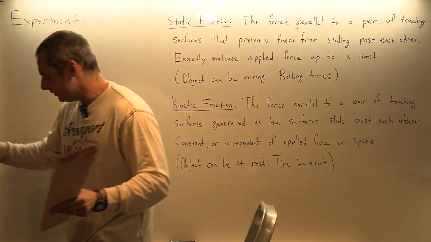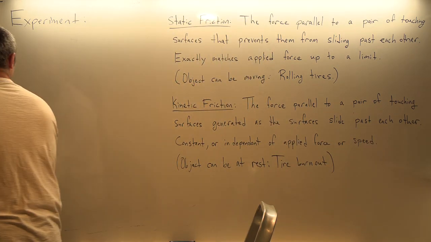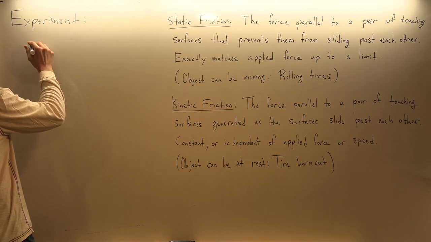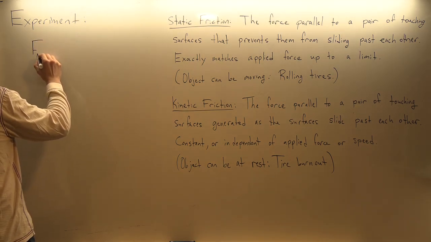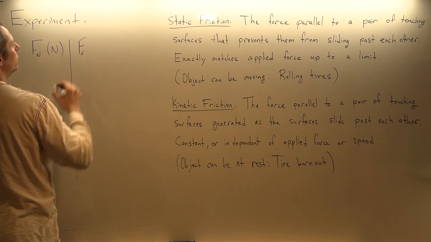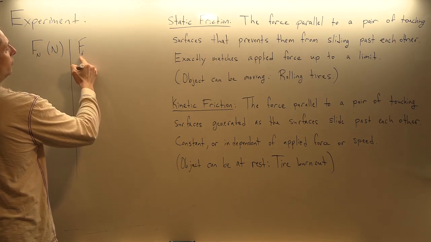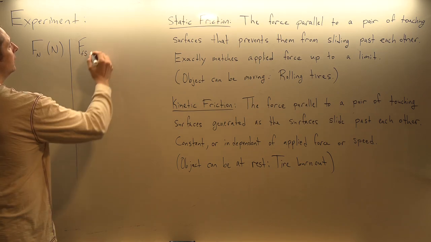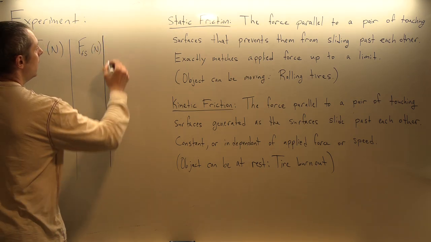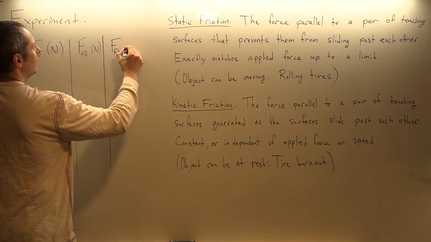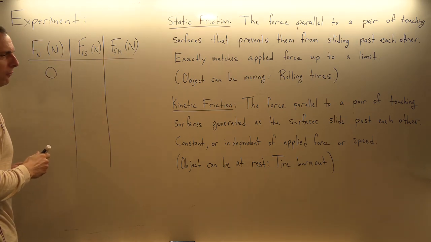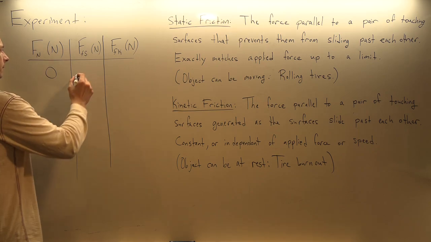So my experiment's going to be to see how the normal force affects this friction situation. So what I'm going to do is make a column with normal force. And then, now I need two columns. Force of friction, I'll put FF first of all, force of friction, static in newtons. Remember, that's the limit that it takes to get something to slide. And I'll do force of friction, kinetic in newtons. How much to keep it sliding? So first of all, if I have 0 newtons of normal force, I would have 0 friction.